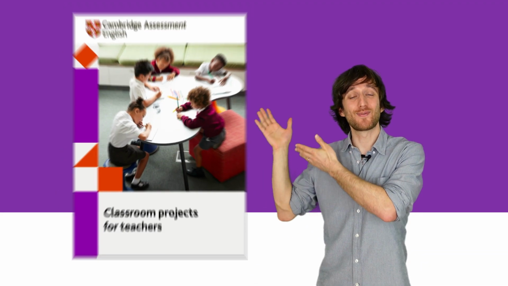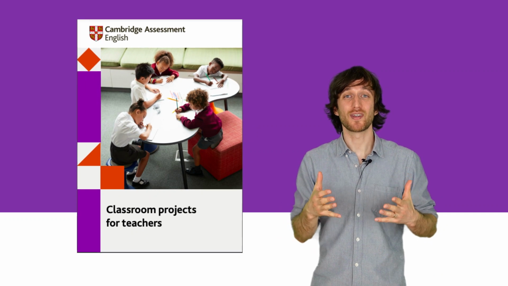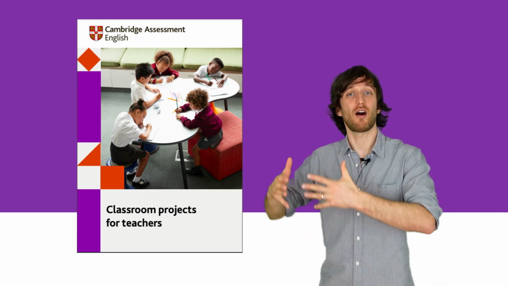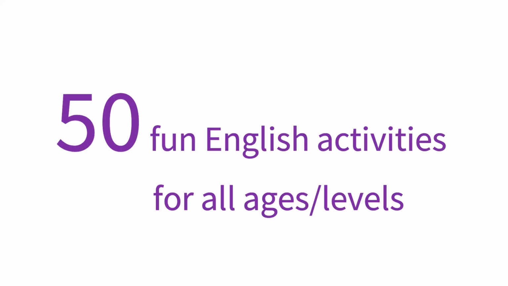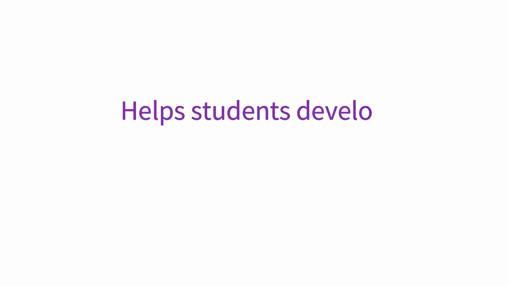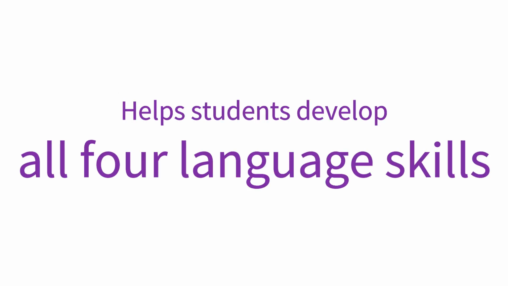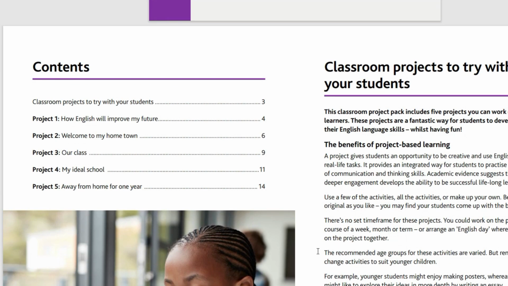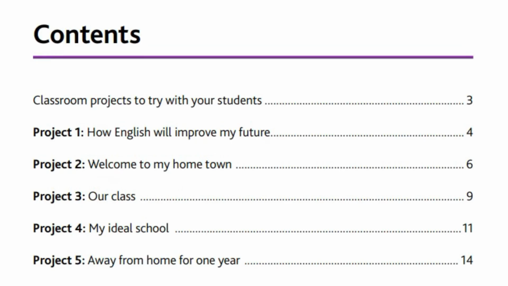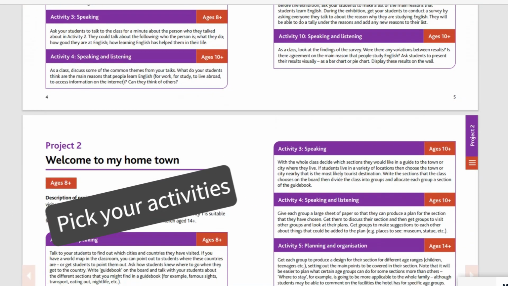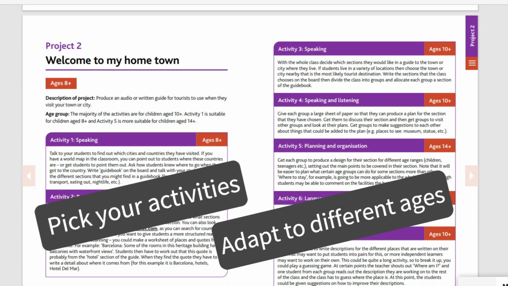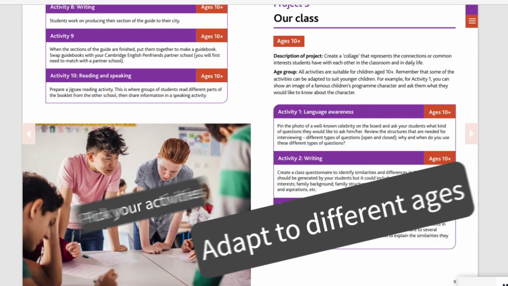Now let me show you how you can use our free teaching resources and why they are useful. Our brand new Classroom Project Pack is an excellent resource when you want your students to complete real-life tasks and be creative. It includes 50 fun English activities for all ages and levels and helps students develop all 4 language skills. There are 5 projects in the pack. Each includes 10 engaging activities. You can pick some or all of the activities and they can be adapted to suit different ages. Okay, so let's have a look at Project 1 together.